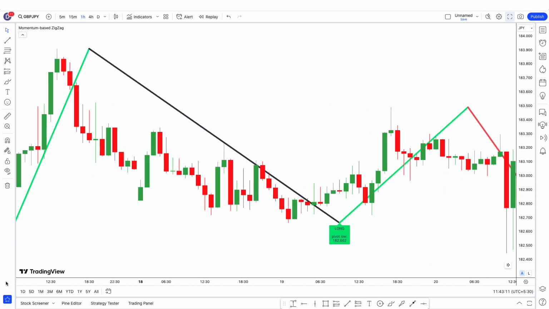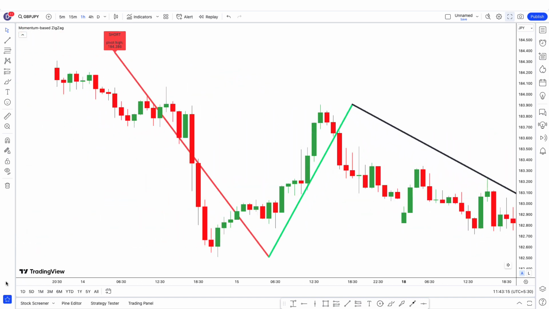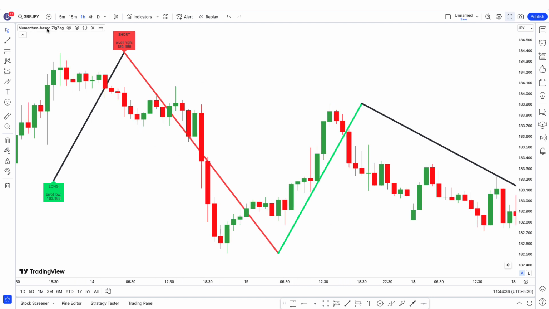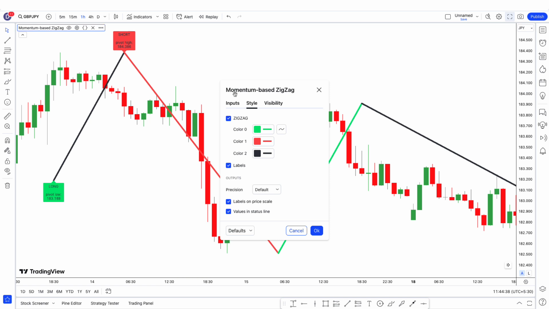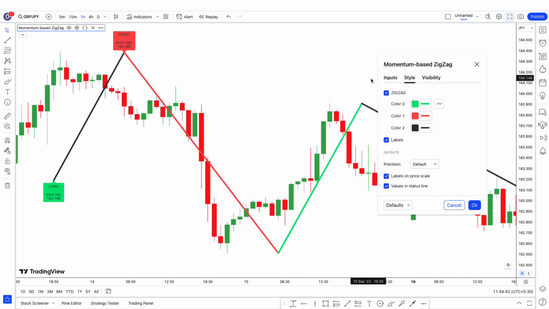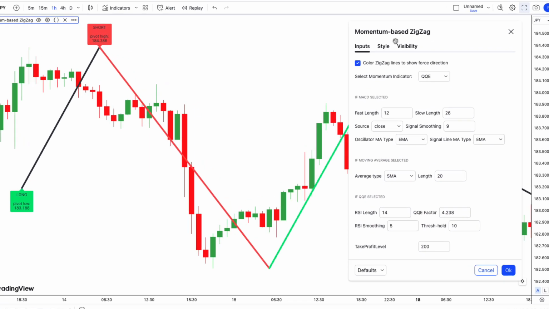However, the momentum-based zigzag adopts a more responsive approach. It identifies market reversals as they occur without waiting for a predetermined number of candles for confirmation. This allows traders to follow the market more closely and adapt to its movement in real time. This basically means that this indicator doesn't repaint.